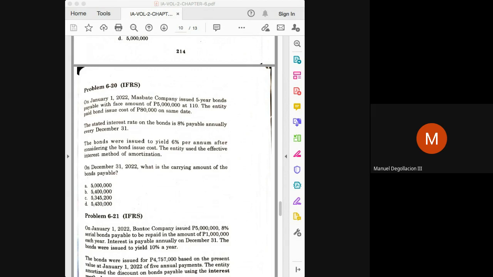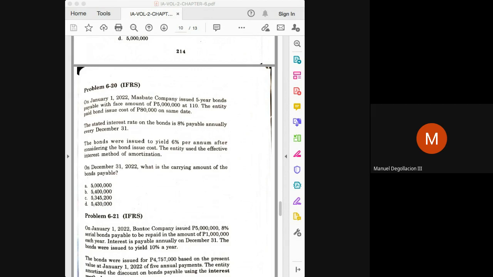First, solve for the interest expense. Okay. Interest expense is simply the previous carrying amount multiplied with the effective interest rate. Since we are dealing with the first year, the previous carrying amount that we'll be using would simply be the initial carrying amount. First, determine the initial carrying amount. The selling price is 110% of the face value, so that would mean 5,500,000.